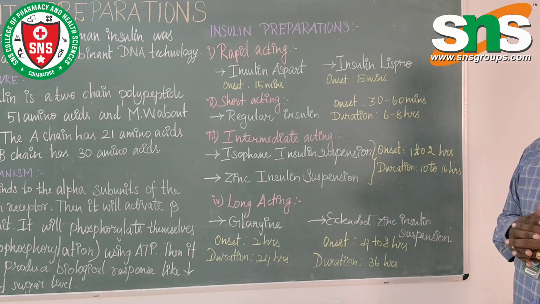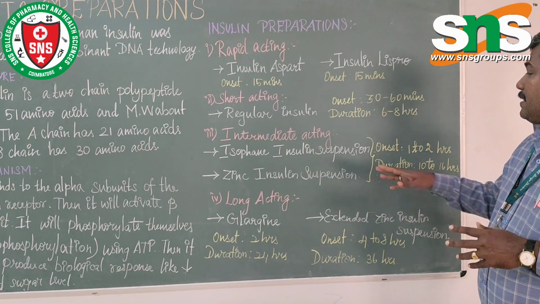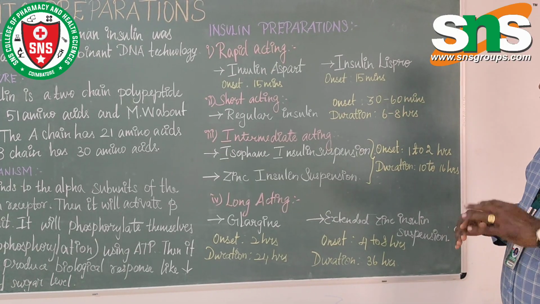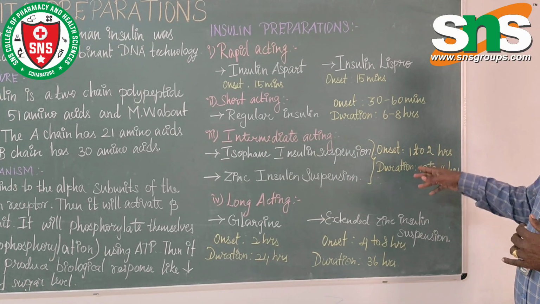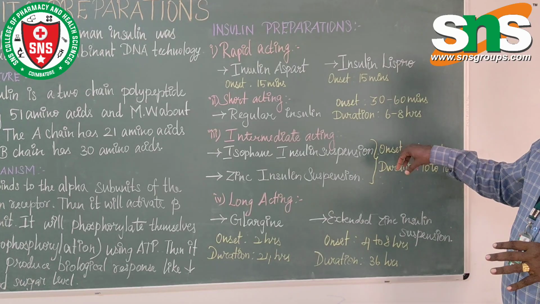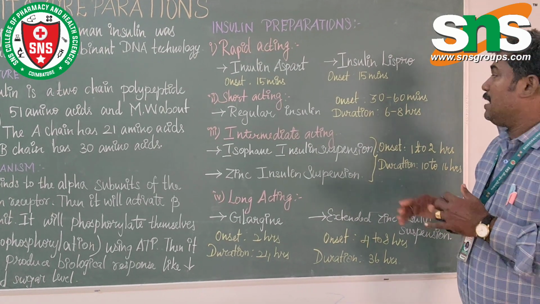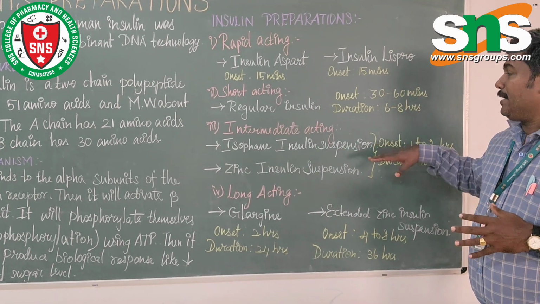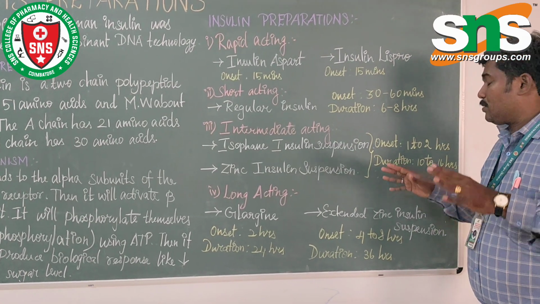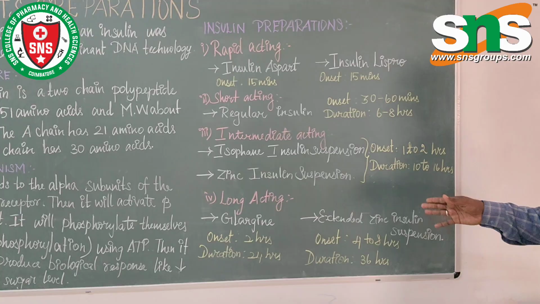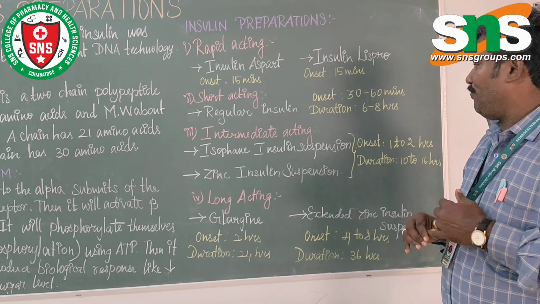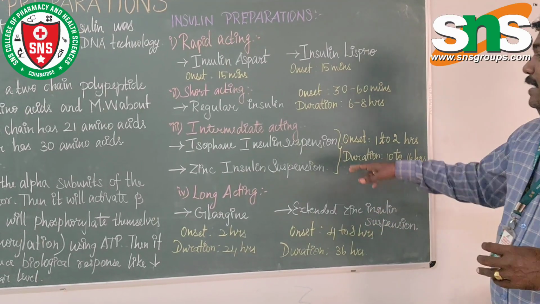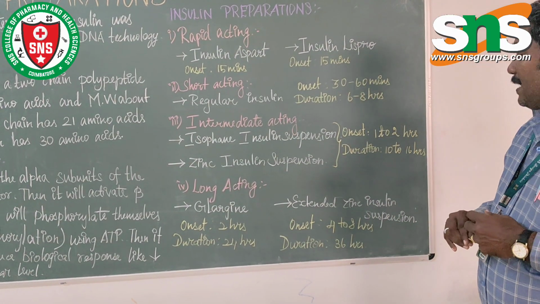The third one is intermediate acting. When compared to short acting, its onset of action is slightly longer, that is 1 to 2 hours, and the duration will be 10 to 16 hours. It comes under the category of intermediate. The examples are isophane insulin suspension and zinc insulin suspension. These are the examples for the intermediate acting.